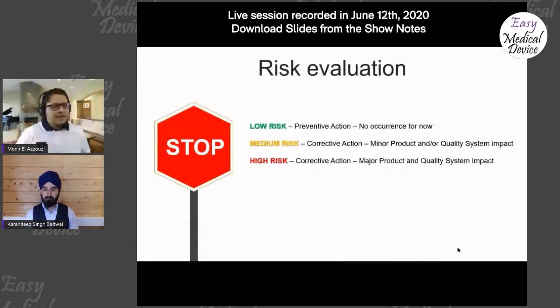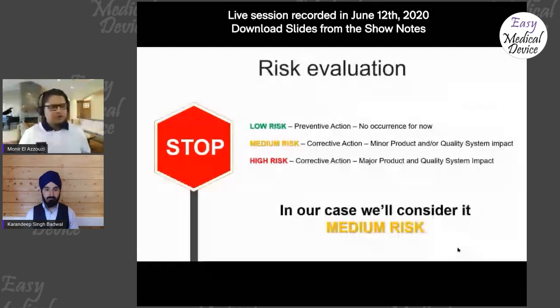For example, in this case that we are talking about today, we can say that it is a medium risk. So it's not like a major impact, a major risk for the system. It's really a medium risk.